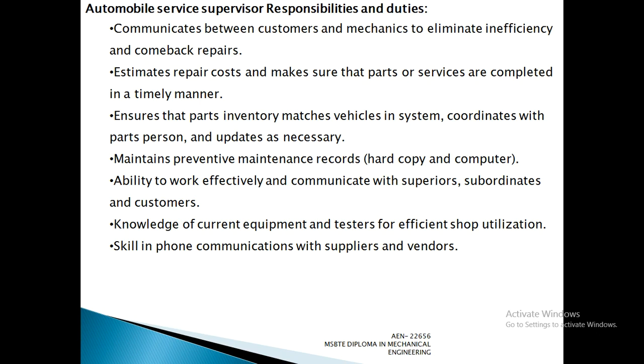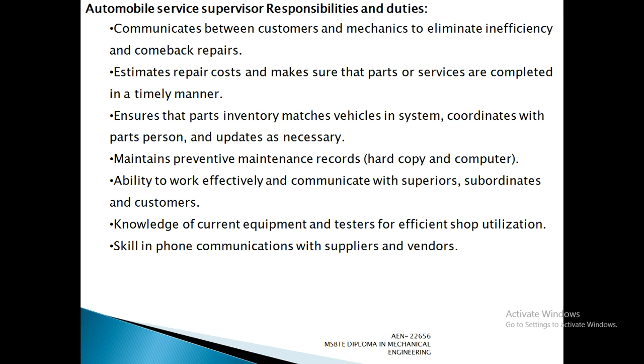Also, he maintains the preventive maintenance record, a hard copy as well as on a computer. That is, whenever you go for a service maintenance or simply visit a service station, at that time the service supervisor makes a log sheet of all the different records of your vehicle and the condition of each and every part.